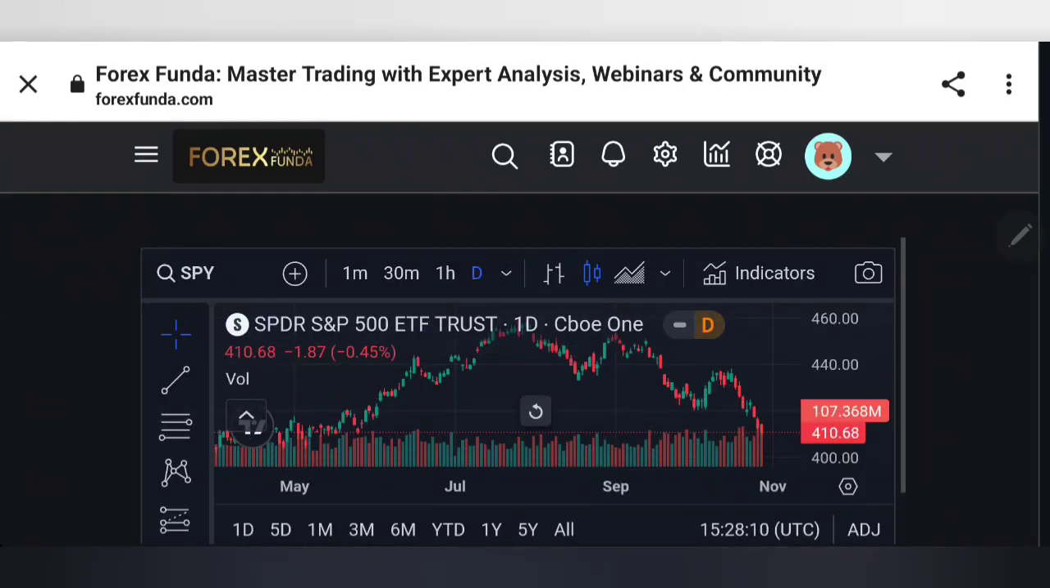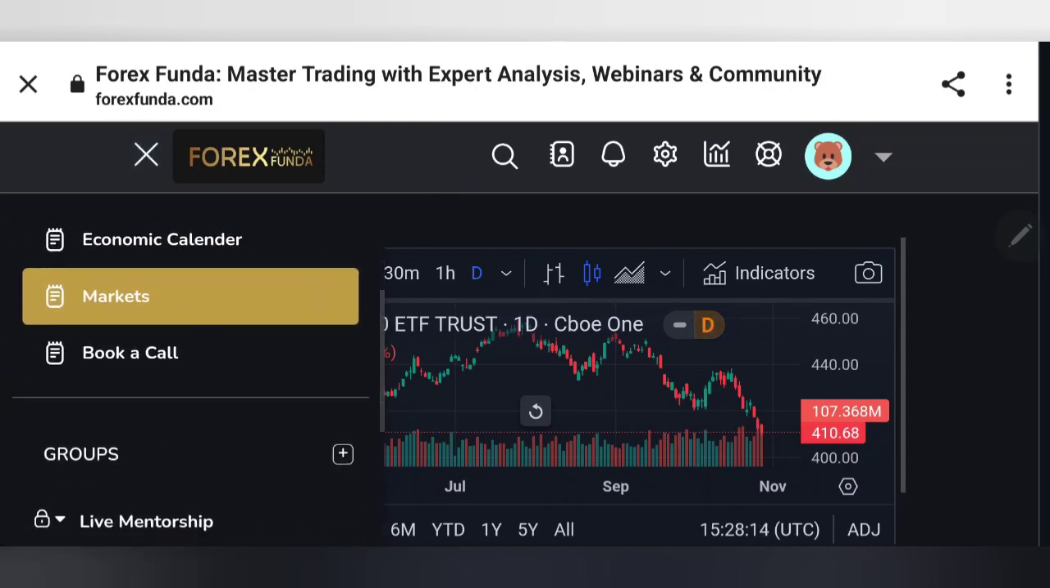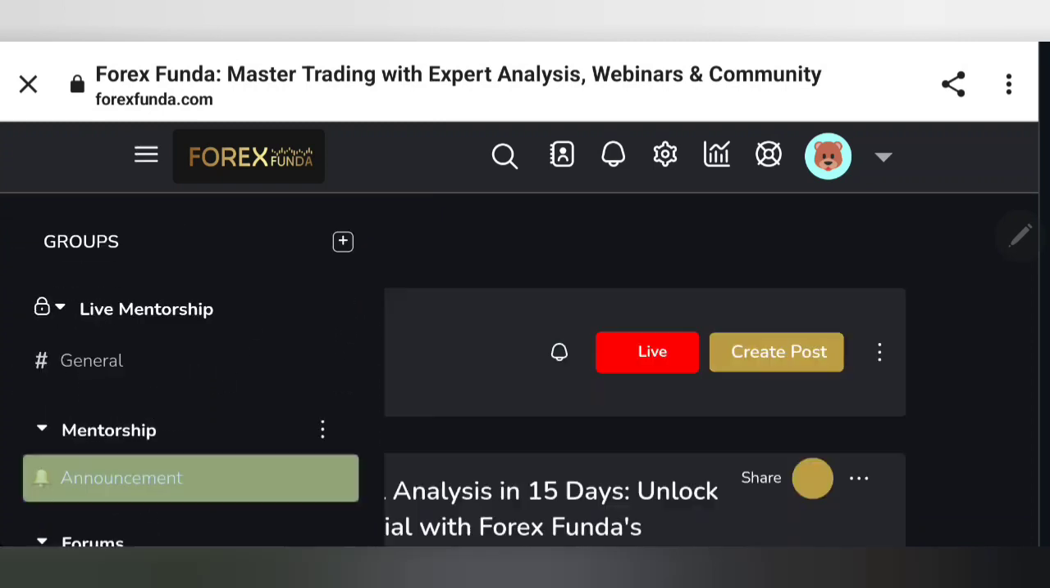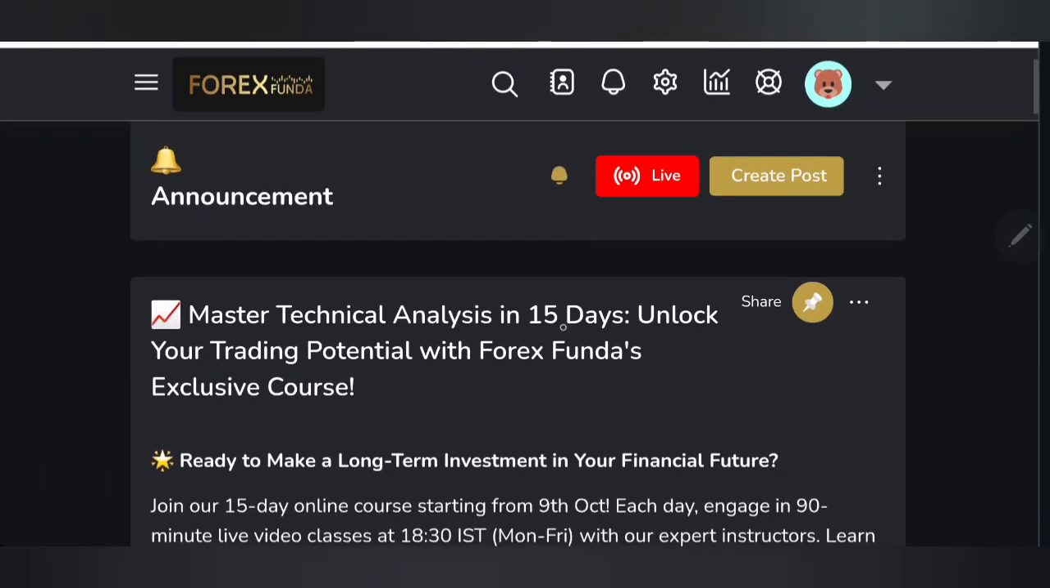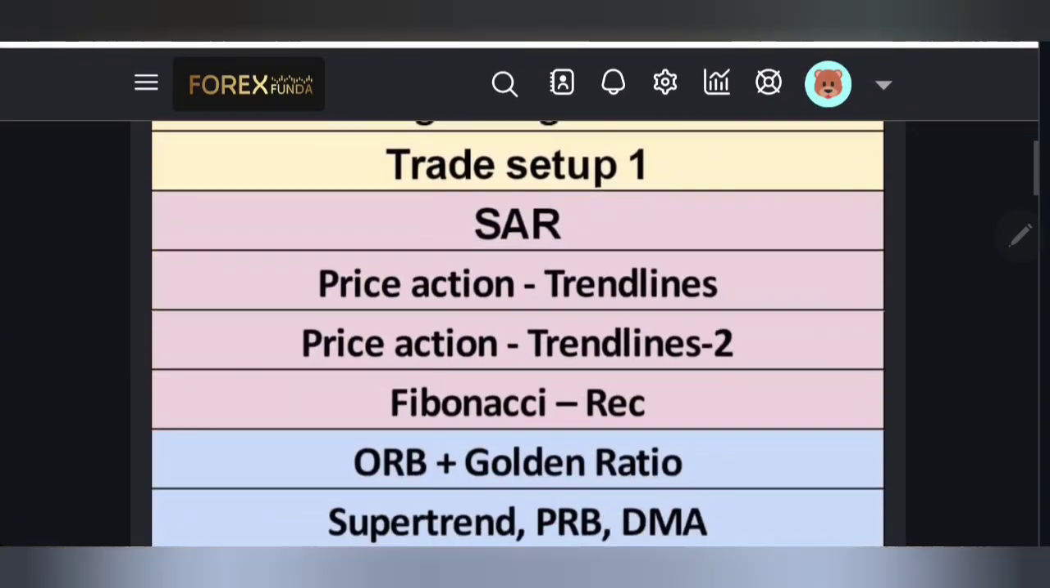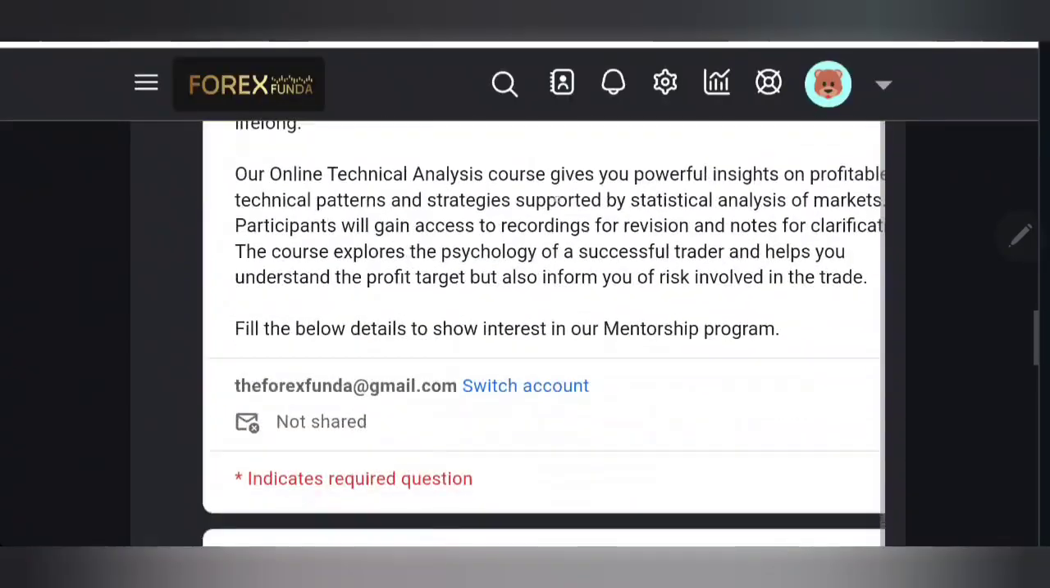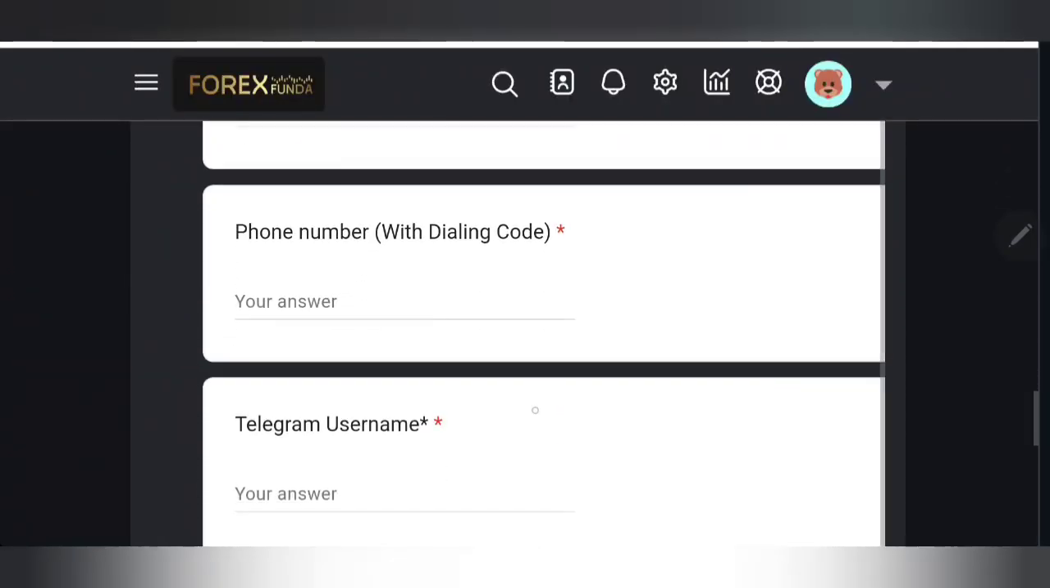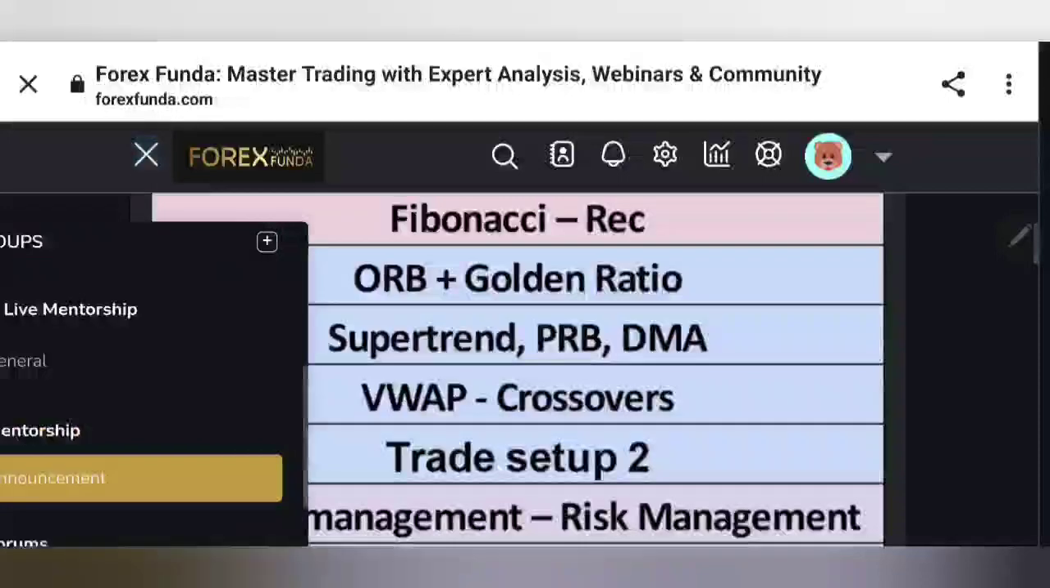The time frames you can change, all the indicators and everything is available here. Yes, you can book a call if you need a consultation for any of your existing trades or on our future prediction. You can book a call here. Yes, under the mentorship and the announcement is where you will find the details related to my mentorship batch. The curriculum is there, the registration details are there. You can fill the form, you can register and pay and book your seats.